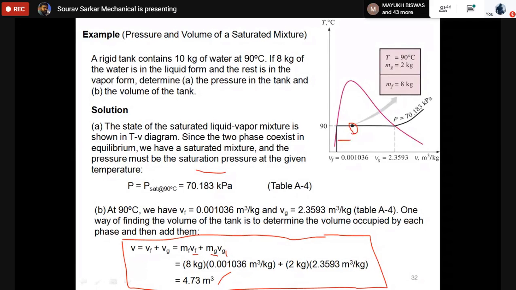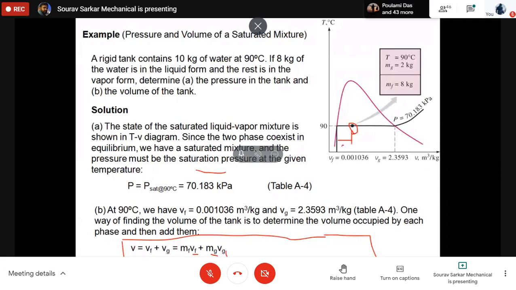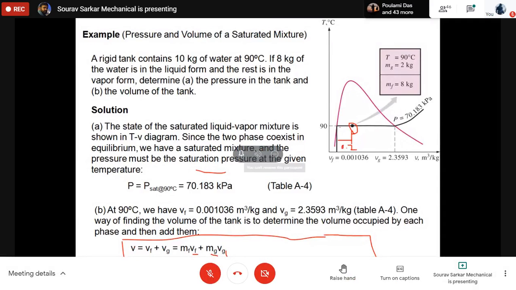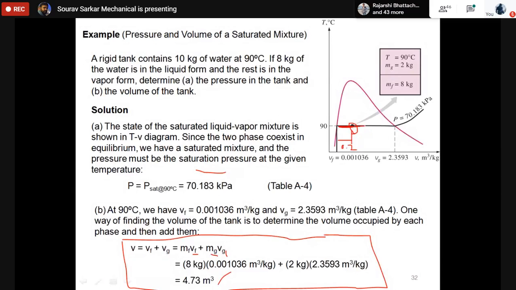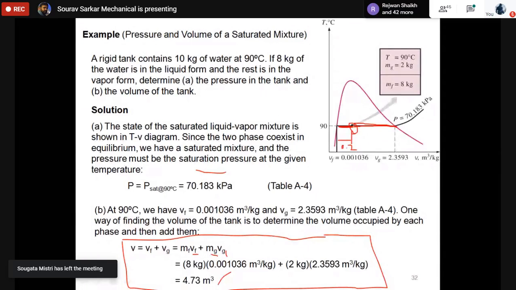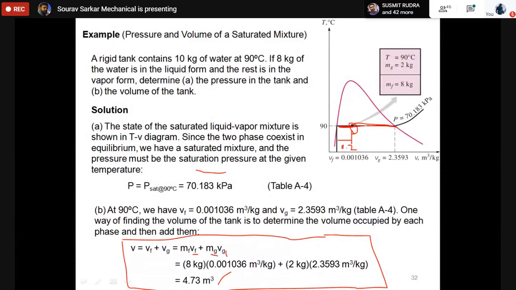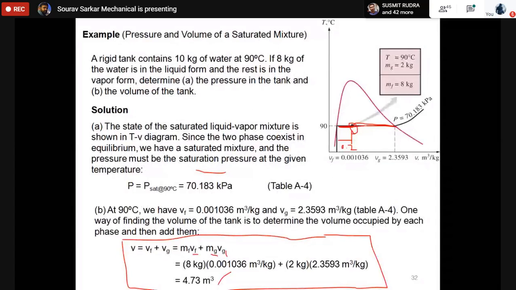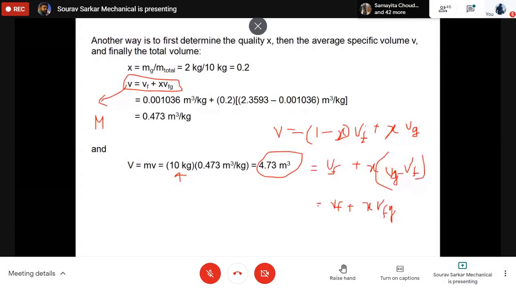So you see, this is 0.2. This much you have converted into vapor, and this much is still liquid. Okay. So this is the way you can use the tables and solve the problem.